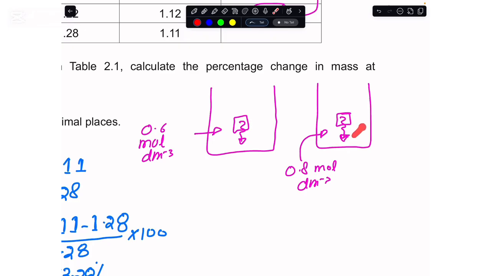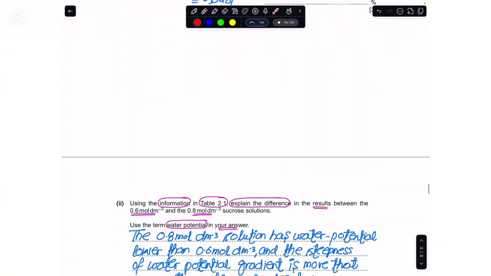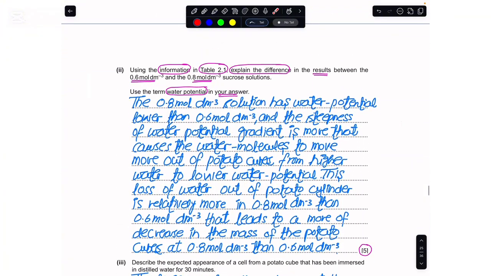And since we have far fewer water molecules in this solution compared to this, there exists a steeper gradient for the water potential. So ultimately, this is losing more water compared to this. So this is the overall idea that we have to present in our answer for 5 marks.